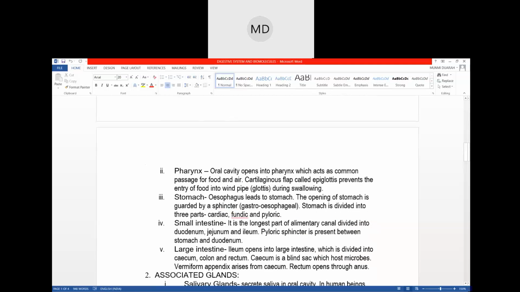So the stomach is divided into three parts. Just remember the parts. Here it is written, see: cardiac, fundic, and pyloric. Three parts.